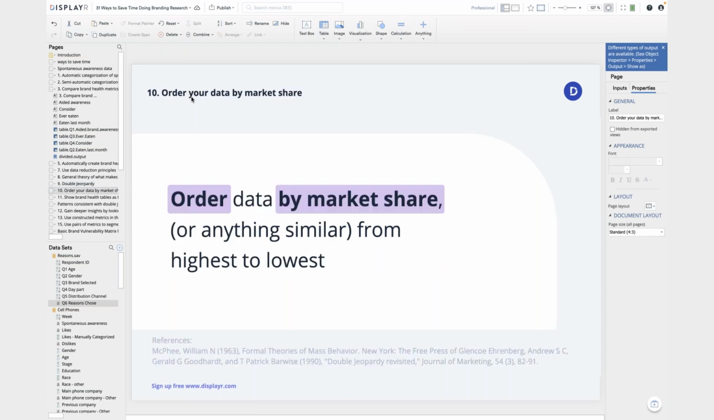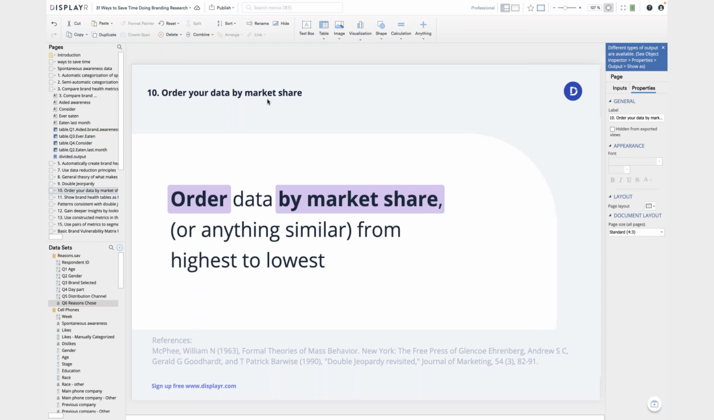We're going to come back to double jeopardy lots of times, but we'll move on to a quick implication, which is idea number 10, that we should order our data by market share, or anything similar to market share, from highest to lowest. And the logic of this flows directly from double jeopardy. If a brand's poor on one metric, it's going to be poor on others. The key metric in a lot of markets is market share. So if a brand's got poor market share, it's going to be poor on other metrics. So by ordering by market share, it'll be easier for us to understand the expected results.